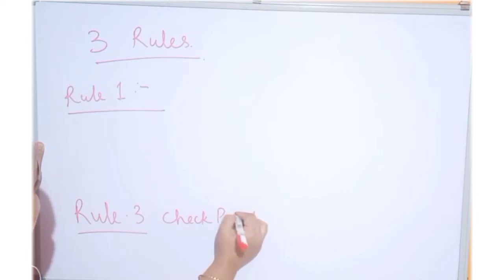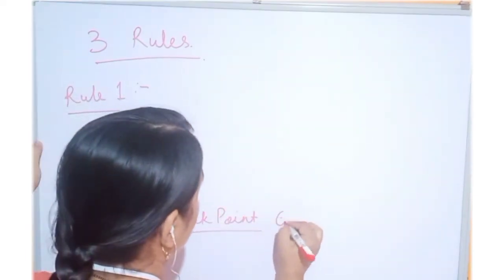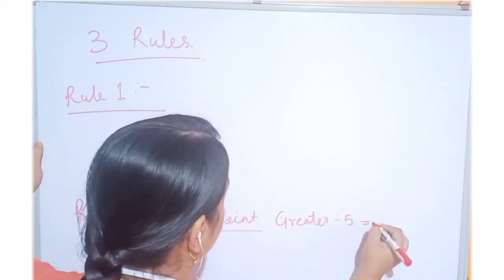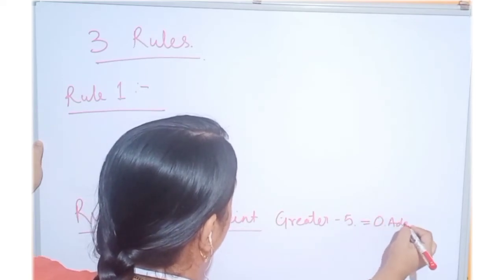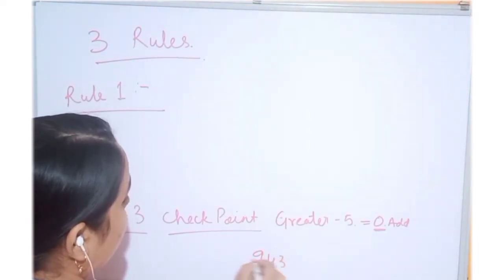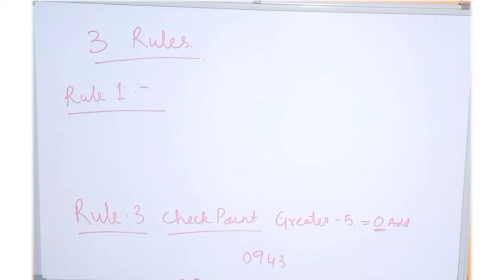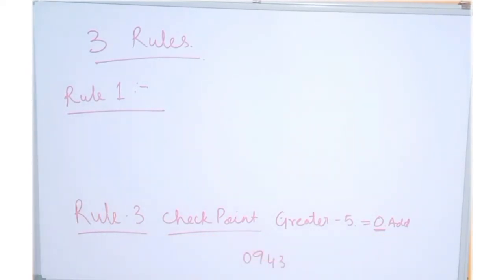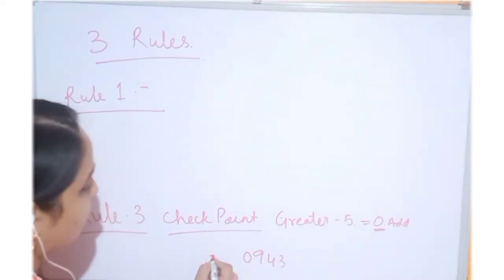Whatever digit is given to us, if it is greater than 5, then we have to add 0 to it. Understood? So if the number is 943, we have to add 0 here. Why we have to add it and what difference it will make, we'll understand when we do the exercises, examples and practice worksheets. It will be very clear to you. But first, just understand the rules. So rule number 3 is a checkpoint. If any digit is greater than 5, we have to add 0 to that number. Just like this. This is the example I am giving you.